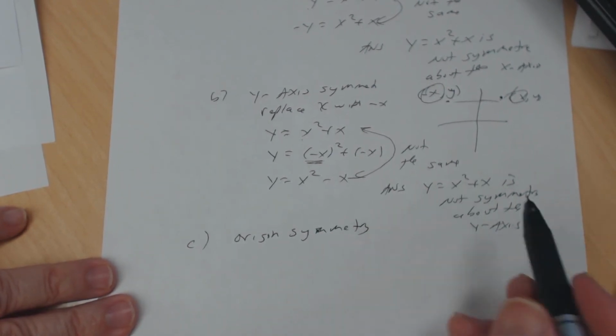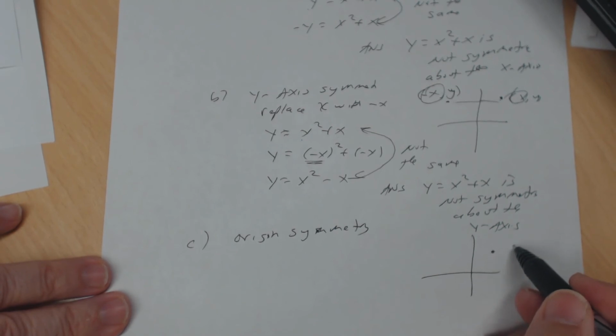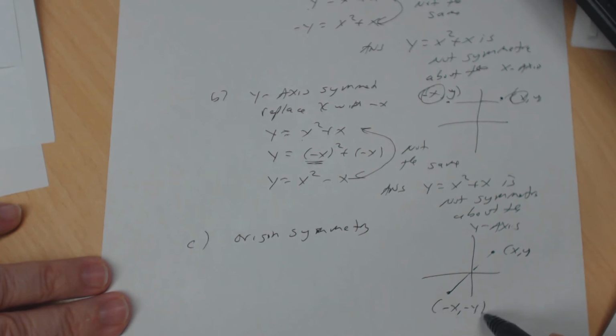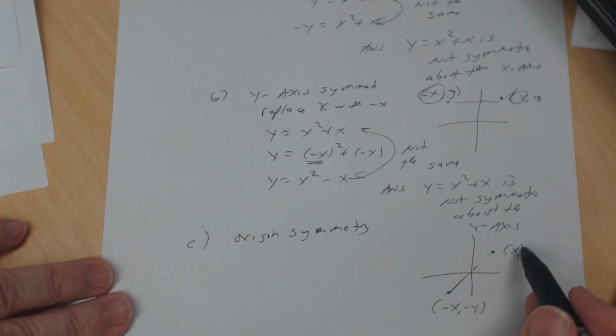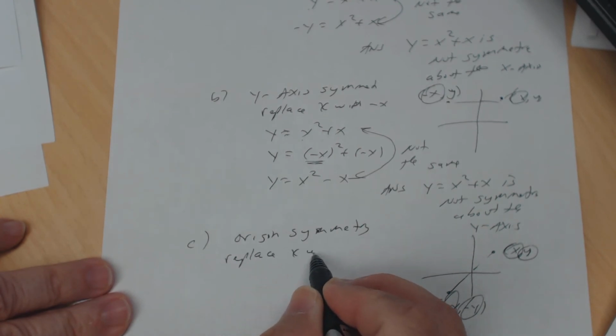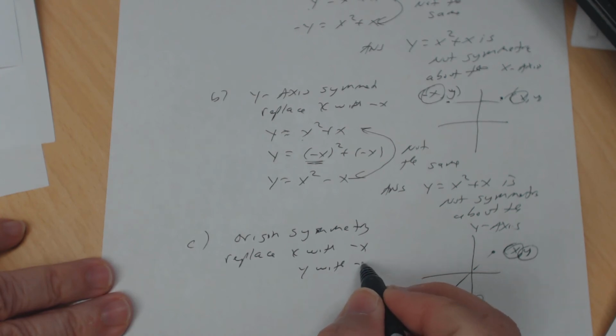So remember, this one you replace with both. So think of this. If this is the point x, y, and I go about the origin, same distance, then that's going to be the point negative x, negative y. So if the point x, y is on the graph, then this point needs to be on the graph as well. So x becomes negative x, y becomes negative y. So I'm going to replace x with negative x, y with negative y.